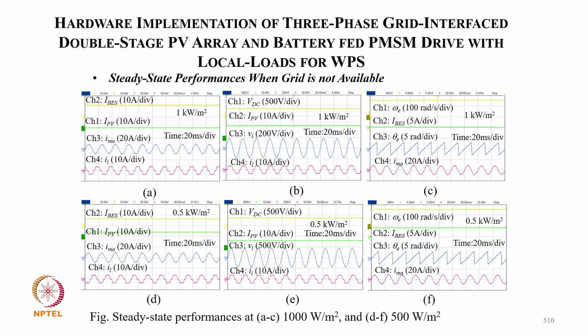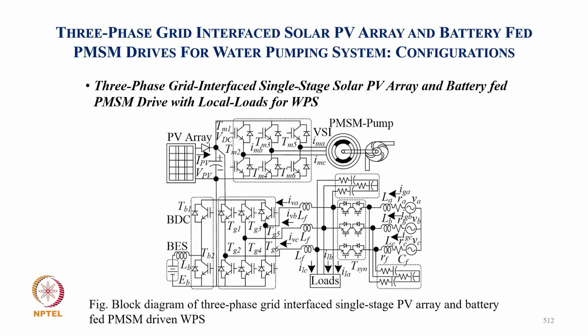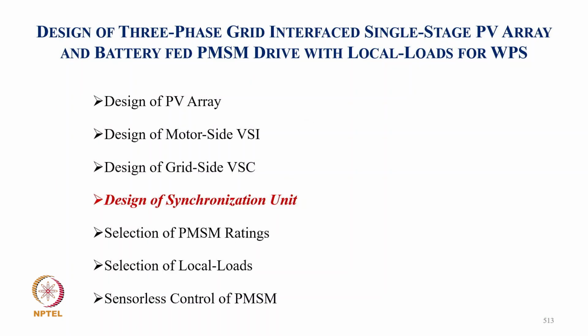And then typically, when the grid is not available, in the dynamic operation when the grid is not there, we connect the battery with a single stage buck-boost converter, and the grid synchronization and islanding are also taken care of here.